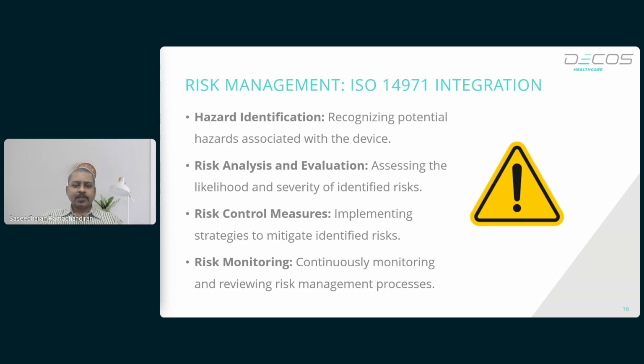The risk management structure includes hazard identification, where potential risks associated with the device are recognized, such as mechanical, electrical, or biological hazards. Risk analysis and control, where risks are assessed by their likelihood and severity, then design controls are implemented to mitigate them. And risk monitoring, where there is ongoing risk review and post-market monitoring to address any emerging risk.